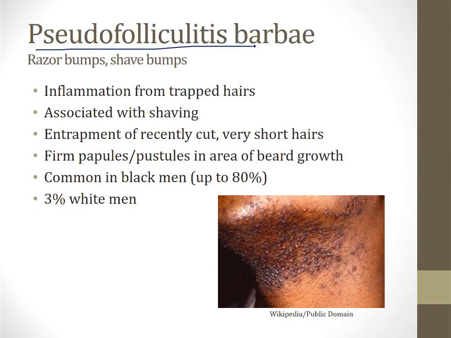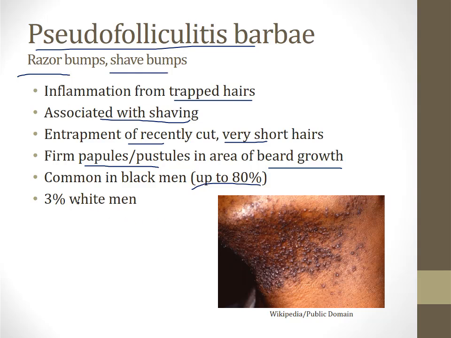Let's talk about pseudofolliculitis barbae. This is also called razor bumps or shave bumps. This is inflammation of the skin caused by trapped hair. That's why it's often called razor or shave bumps, because it's associated with shaving. What happens is recently cut, very short hairs get trapped within the skin, and this forms papules and pustules in the area of beard growth where men shave. It's very common in black men. Up to 80% of cases occur in black men and only 3% occur in white men. It basically looks like these little bumps shown here on the screen. It often occurs when men shave on the neck.